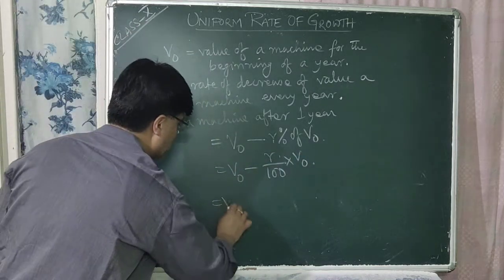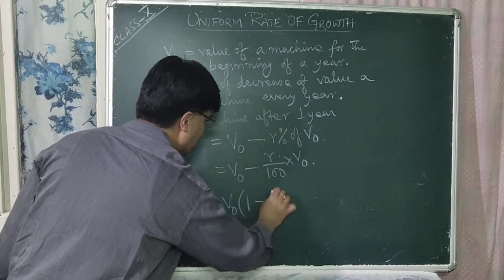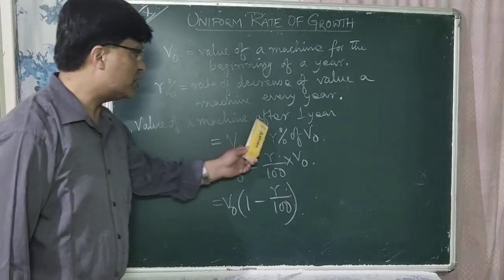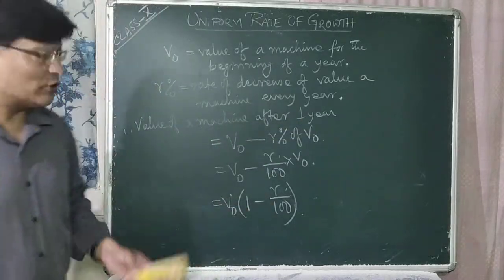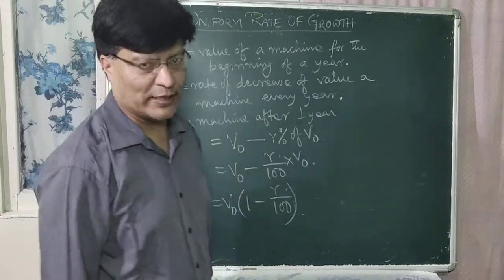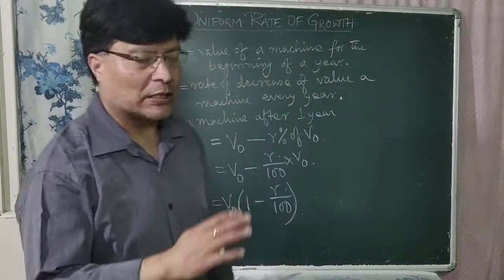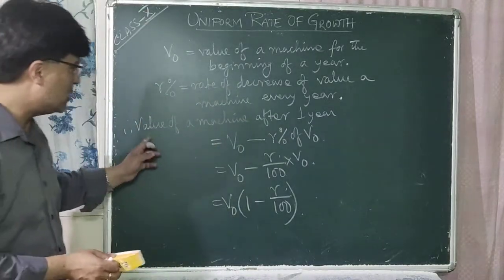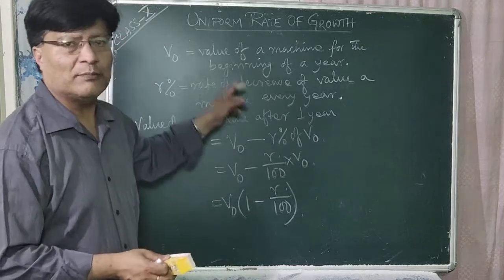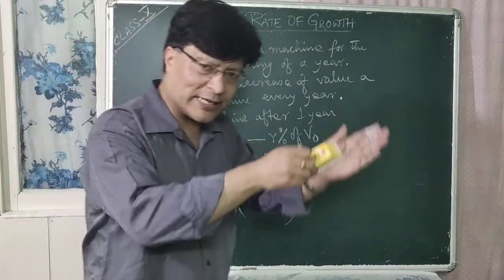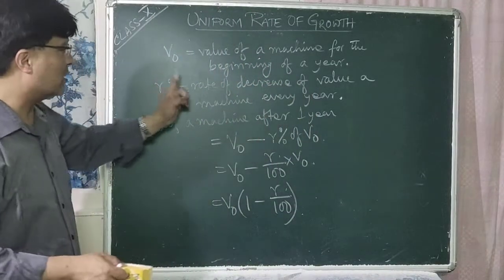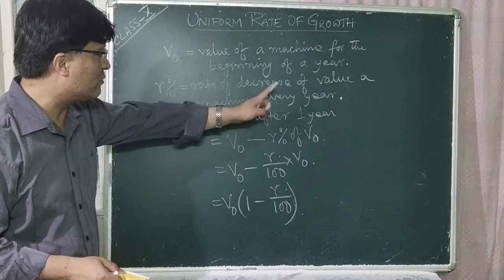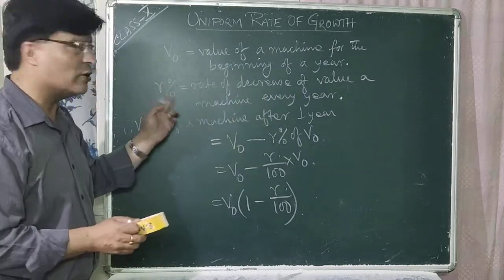What is common out here? It is V0. That is 1 minus R upon 100. That is, the value of a machine after 1 year will be equal to V0 within bracket 1 minus R upon 100. Okay? Now for the next second year, at the beginning of the second year, this will be the initial value of the machine. So in that second year also, the rate of decrease of value of a machine is also R%.